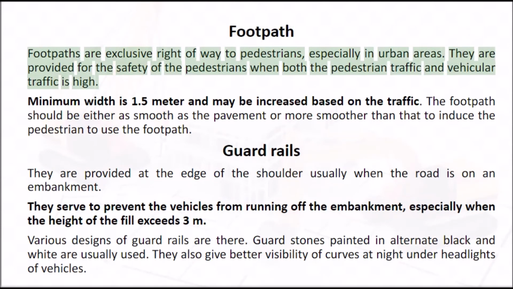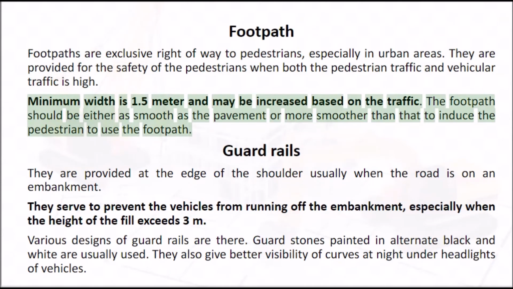Footpaths are exclusive right-of-way to pedestrians, especially in urban areas. They are provided for the safety of the pedestrians when both the pedestrian traffic and vehicular traffic is high. Minimum width is 1.5 meter and may be increased based on the traffic. The footpath should be either as smooth as the pavement or smoother than that to induce the pedestrian to use the footpath.